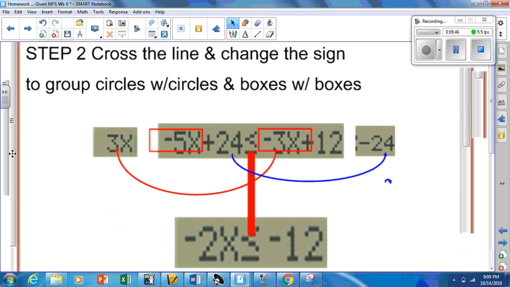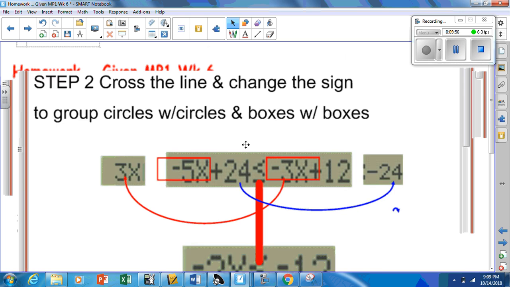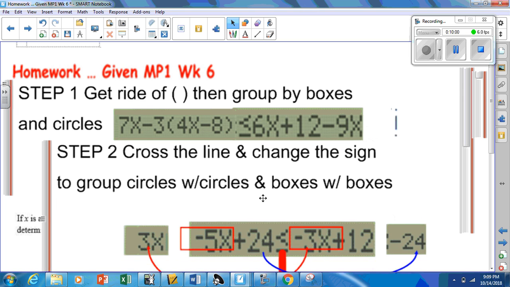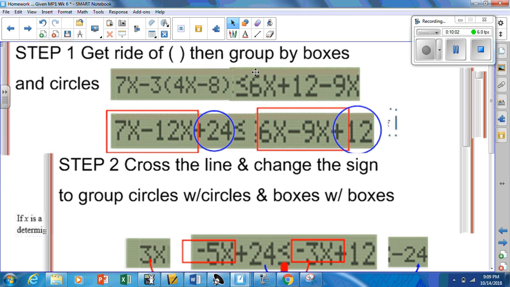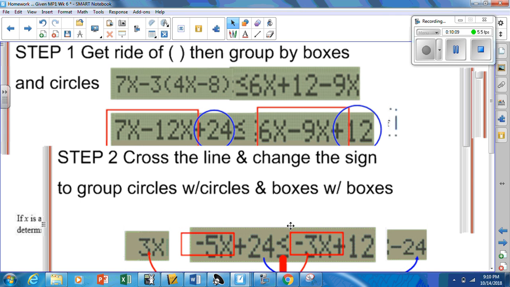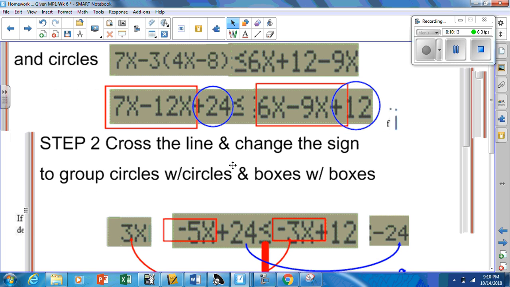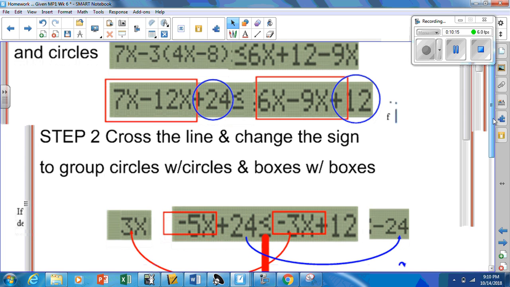In step 2, I see that I've combined my x's, and now I have -5x. I've also combined 6x and negative x, and that gives me -3x. That now allows me to move into my next step.